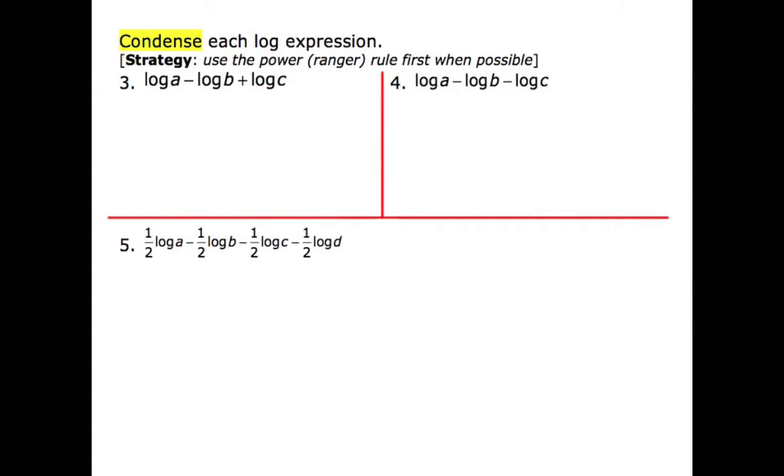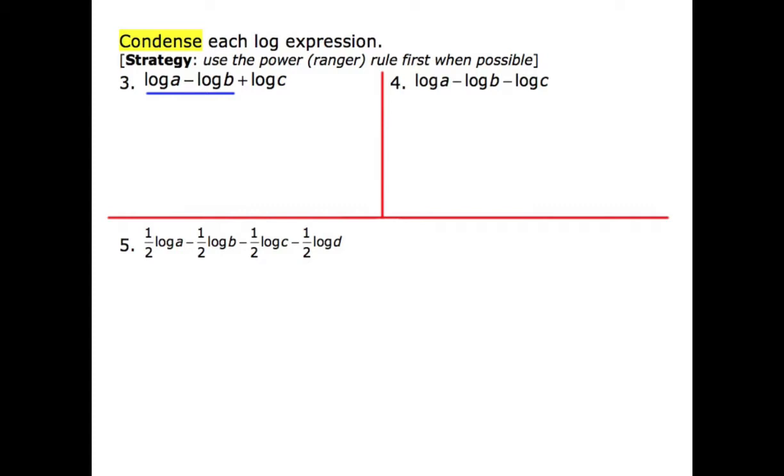So on this slide, we're going to do 3 examples of slightly more challenging condensing problems, starting with number 3. Condense log A minus log B plus log C. My first observation is that there are no coefficients in front of each log term, so there's not going to be any need for the power rule. So to start, I'm going to just look at the first 2 terms that I see when reading from left to right. And I've underlined those 2 terms in blue so you know exactly what I'm talking about.